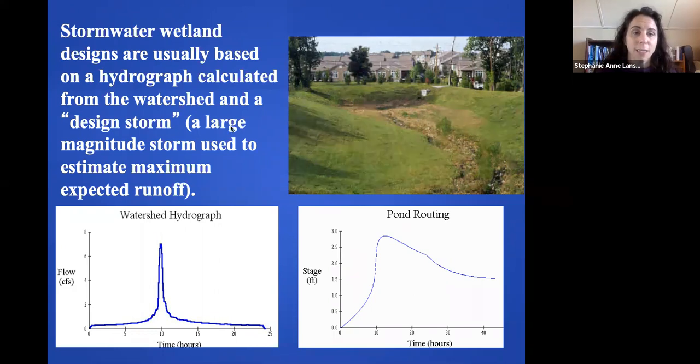So the idea is that we figure out this design storm and how big we need to make our wetland, so that a large magnitude of it can then settle into our wetland and infiltrate and slowly discharge.